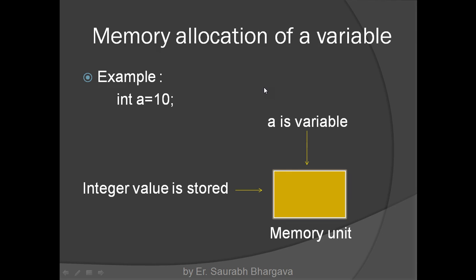Memory allocation of a variable. For example, if int a is equal to 10, then a is a variable which is holding some memory, and this memory is used to store the integer value. The integer value is 10. So in this way the memory is allocated to a variable.